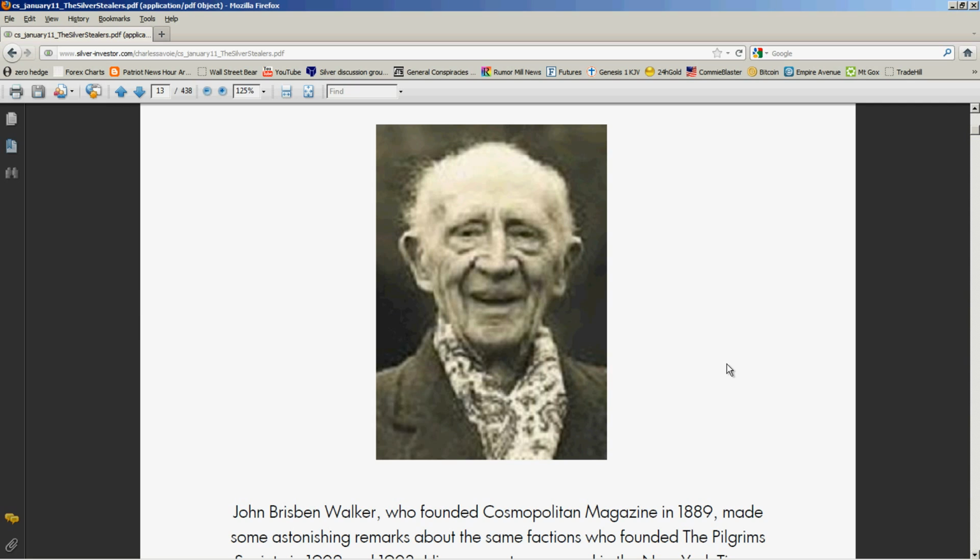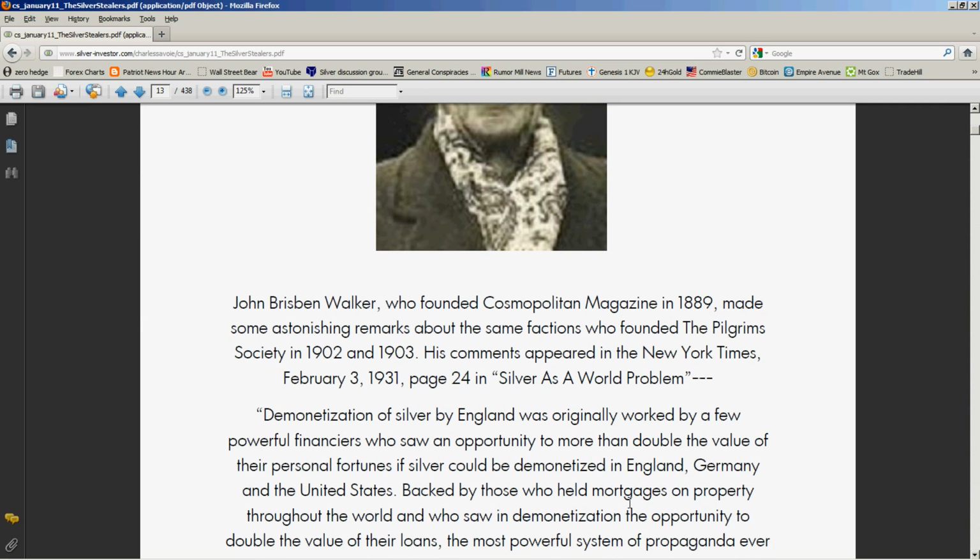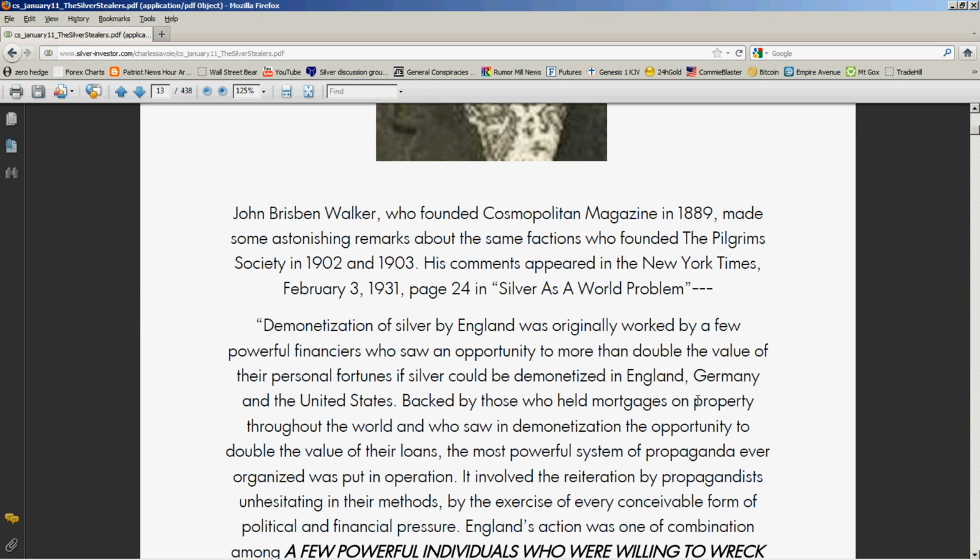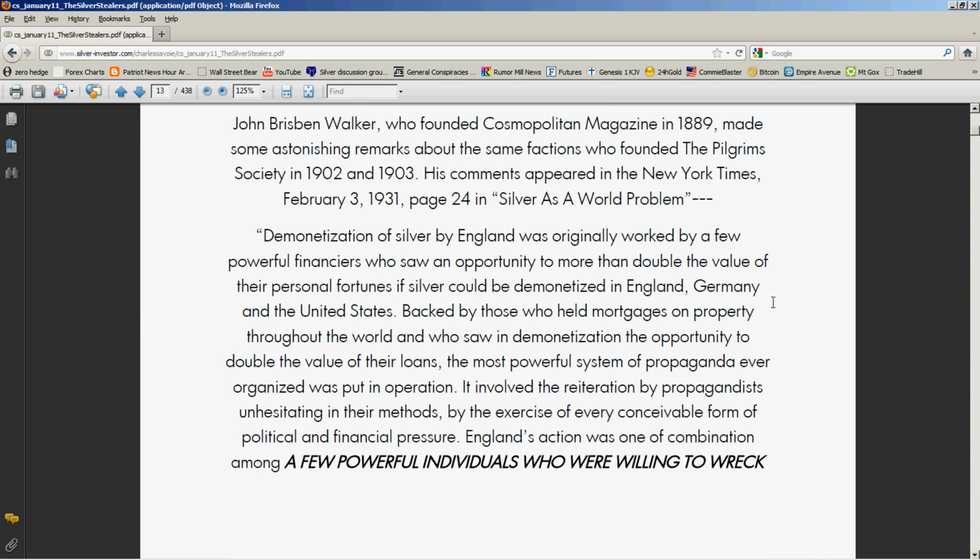But I just wanted to touch upon this part where we get to see the impact of what these bankers did. Now, this is John Brisbane Walker, who founded Cosmopolitan magazine in 1889. And he made some astonishing remarks about the same factions who founded the Pilgrim Society in 1902 and 1903. His comments appeared in the New York Times, February 3, 1931, under Silver as a World Problem.